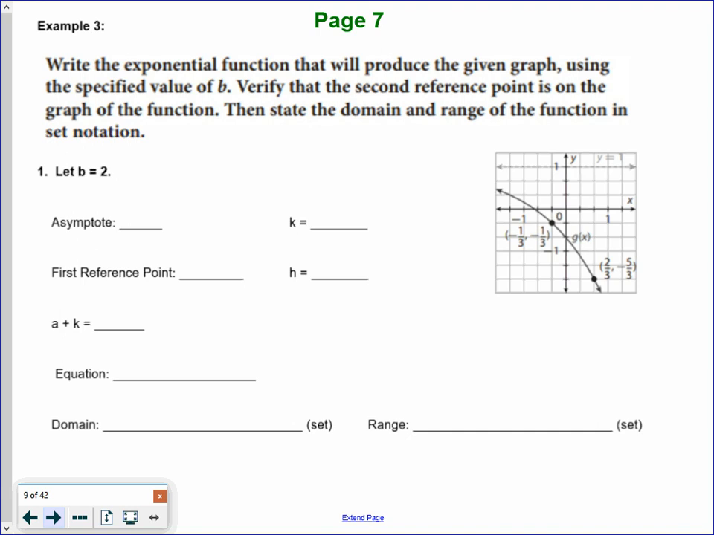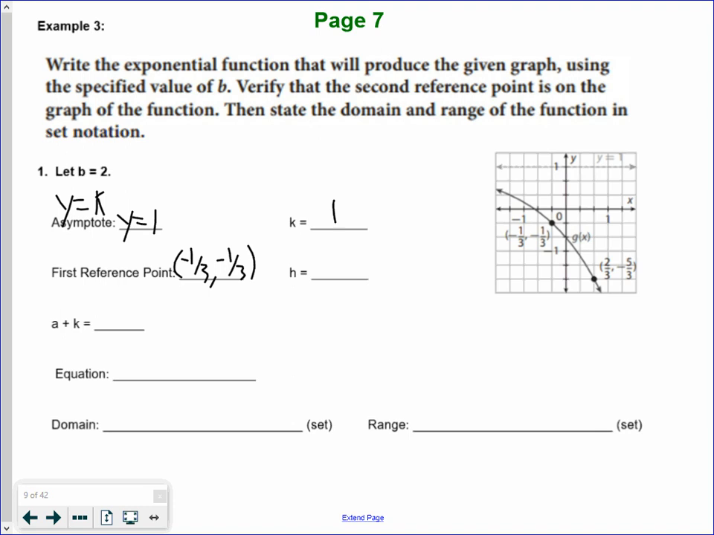And we look at the function. We're given that our asymptote is y equals 1. We know our asymptote is always in the form y equals k. So our k value is 1. So for our first reference point, that's the reference point with the smaller x value, our first reference point is (-1, 3).